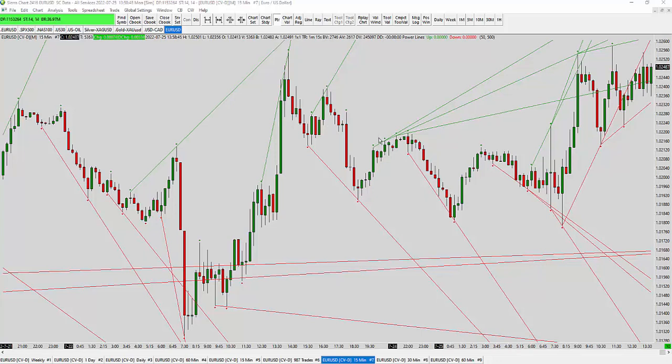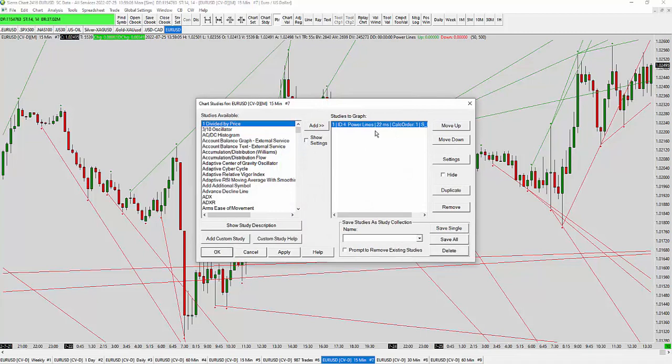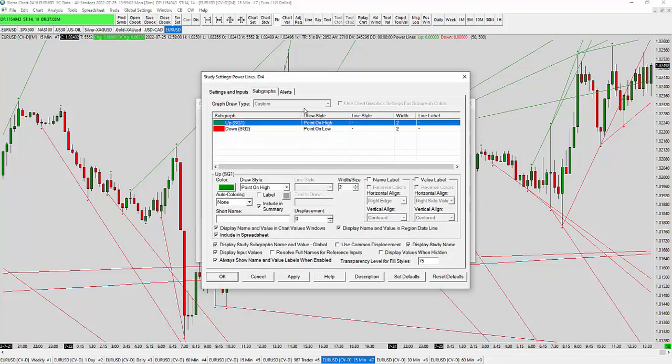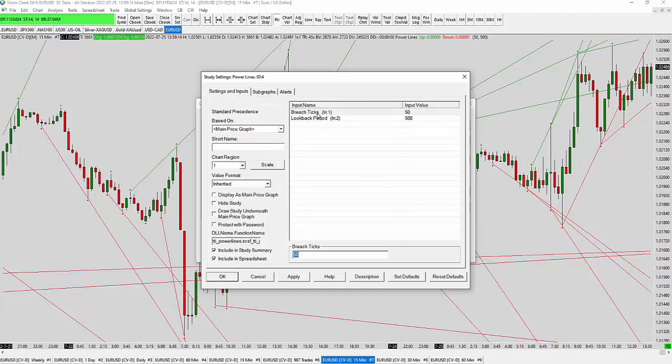Now, why do we have a dot here that is not connected to this one or this one? Simply because there's a setting. You don't want to get all of them produced because it will create a web that you don't like. For example, if I go to studies, double click on it, and go to the settings and inputs: if one of these lines gets breached by more than 50 ticks or pips, it will cancel it.